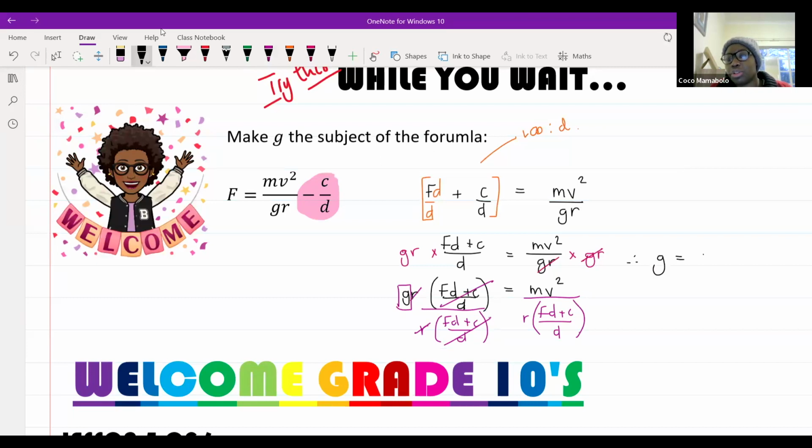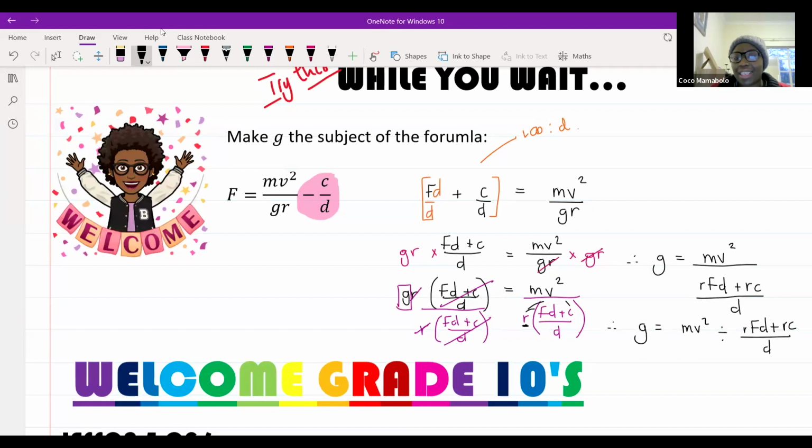G is equal to MV squared over, if I want to multiply fractions, I'm going to take that thing on the outside and I'm going to multiply it with the numerator. So I'm going to get MV squared over RFD plus RC all over D. This looks ugly, so I'm going to change it around a little bit. G is equal to MV squared divided by RFD plus RC over D.